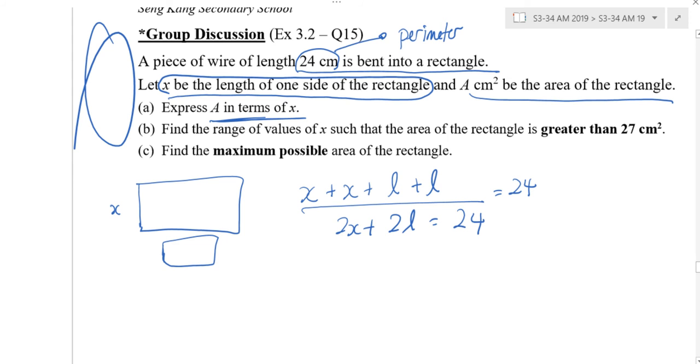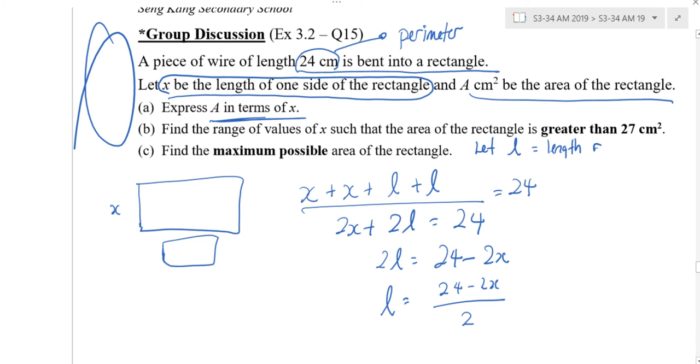So I must subtract the 2x. So 2 times the unknown equals 24 minus 2x. And how do I find the unknown? Divide by 2. No, so you need to write a statement. Let the unknown be the breadth of the rectangle. You need to introduce what the alphabet is, otherwise you will forever be "I don't know".